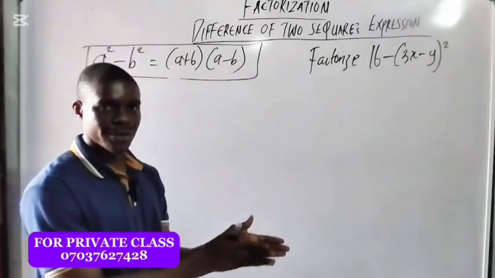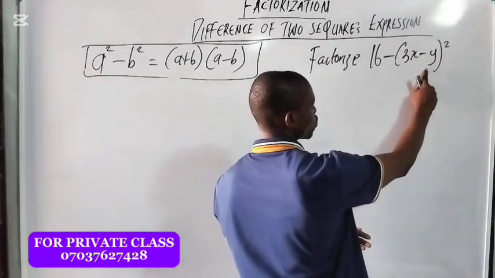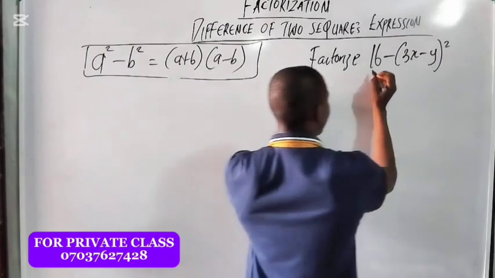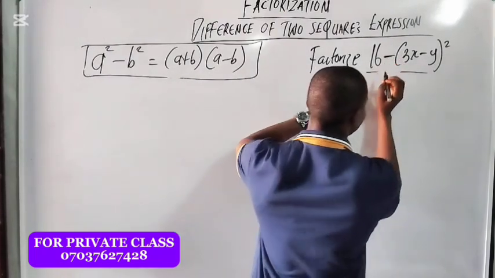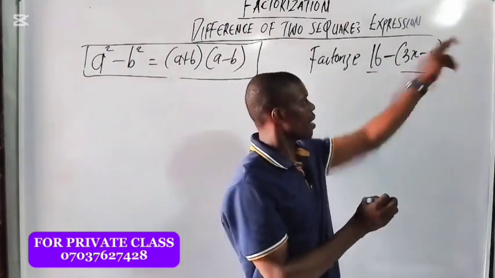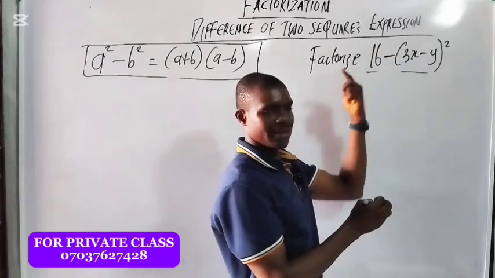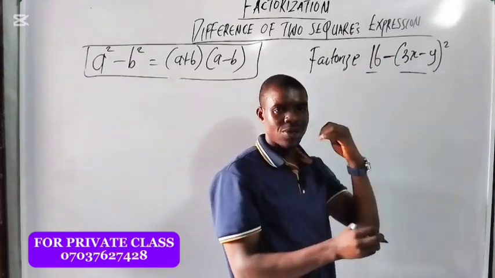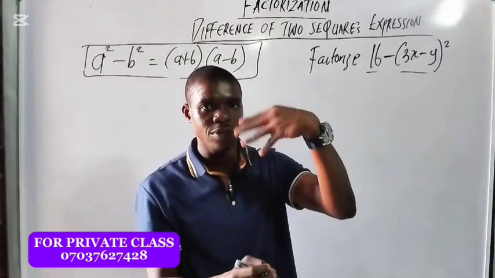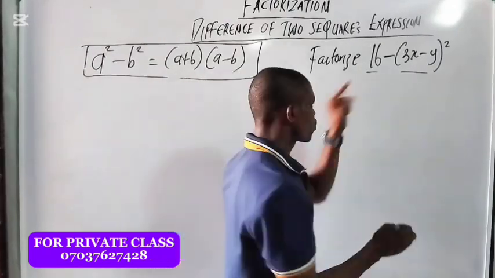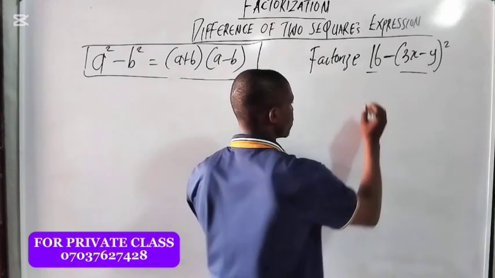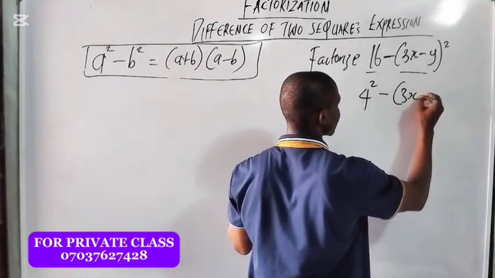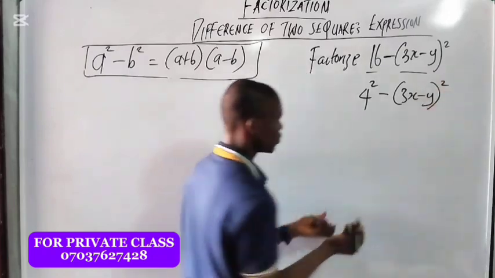Factorize 16 minus (3x minus y) all raised to power 2, right? If you look at it very well, what separates here and here? There's a minus here, right? So now here is already a square. As I said, can this guy be a square? How can we get this guy to have a square? I mean that 4 times 4 is 16, right? So you have to write this again: 4 squared minus (3x minus y) all to the power 2, right?